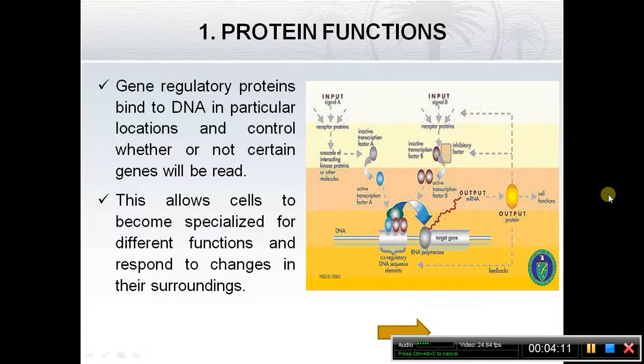Gene regulatory proteins bind to the DNA at particular locations and control whether a certain gene will be read. This allows cells to become specialized for different functions and respond to changes in their surroundings.